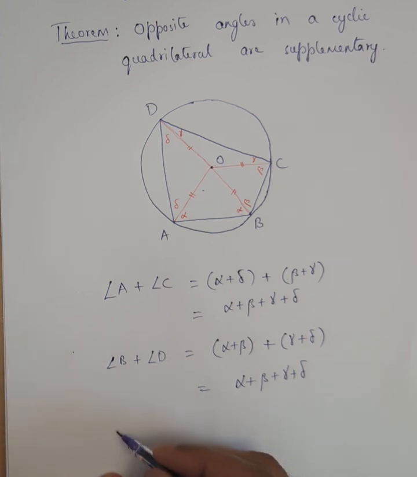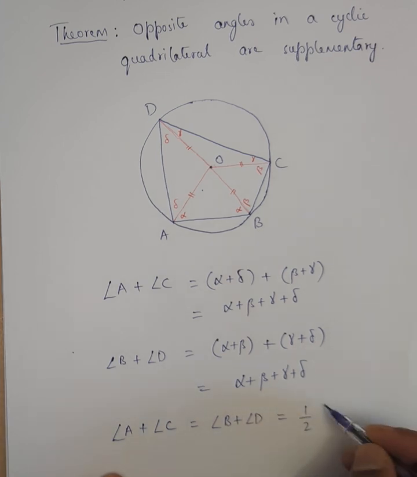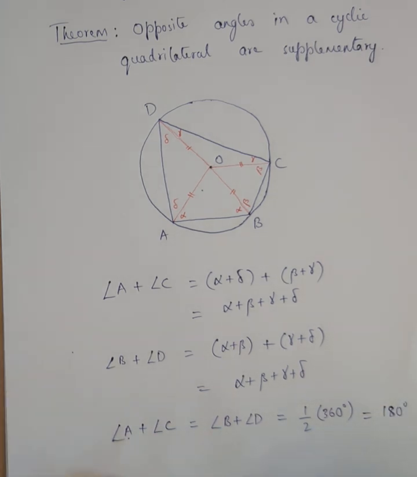So notice angle A plus angle C is equal to angle B plus angle D, which is 1/2 of the total, which is 360 degrees. All angles in a quadrilateral add up to 360. So A plus C is also 180, B plus D is also 180.